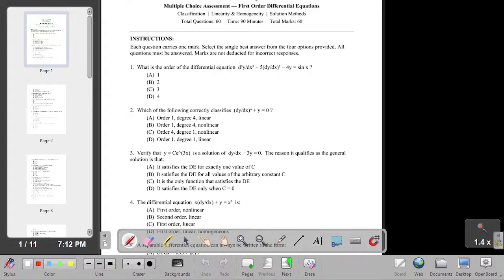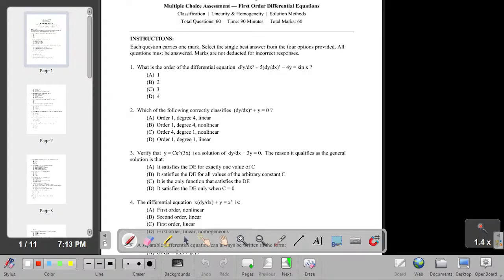Let's take the very first problem. What is the order of the differential equation? The third derivative d³y over dx³ plus 5 multiplying dy over dx all squared minus 4y is equal to sine x. What is the order? In our lesson, I explained that order is simply the highest derivative within any differential equation. So if I take any differential equation, we just look at all the derivatives and take the highest derivative we can find. Okay.